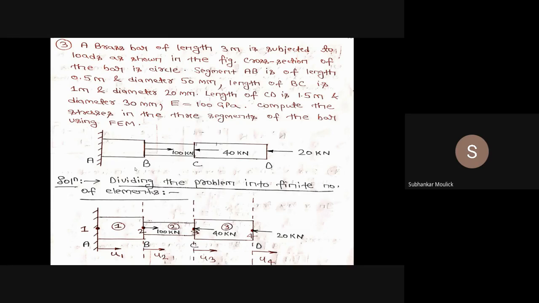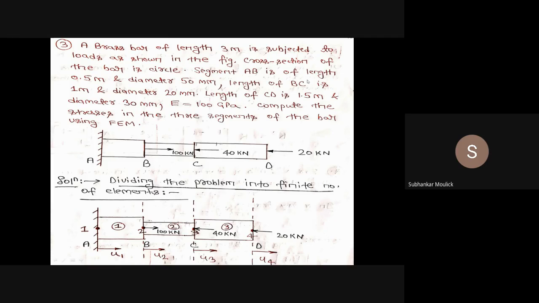This is nothing but a composite problem. The entire brass bar is divided into three composite bars, namely AB, BC and CD. And you can see in the diagram that for brass bar AB at point B, the load acting is 100 kilonewton, tensile in nature. For bar BC at point C, the load acting is 40 kilonewton, compressive in nature. For bar CD at point D, the load acting is 20 kilonewton, which is also compressive in nature. Okay, next, what is given to you?